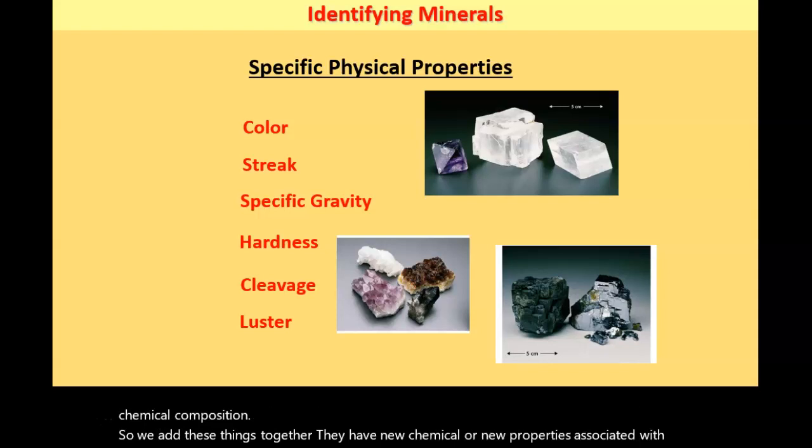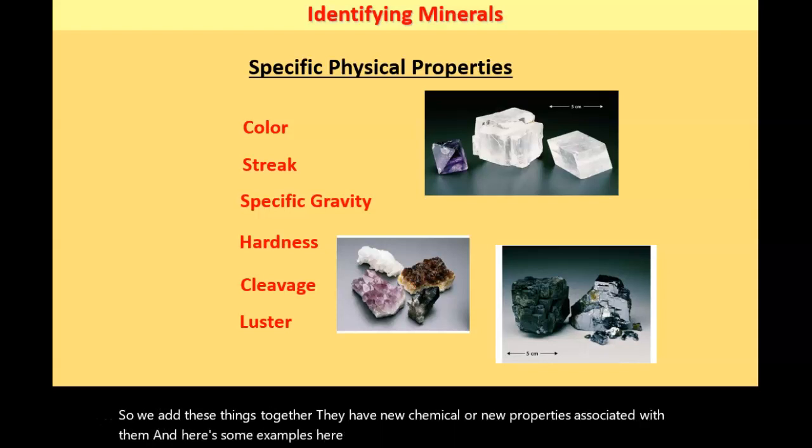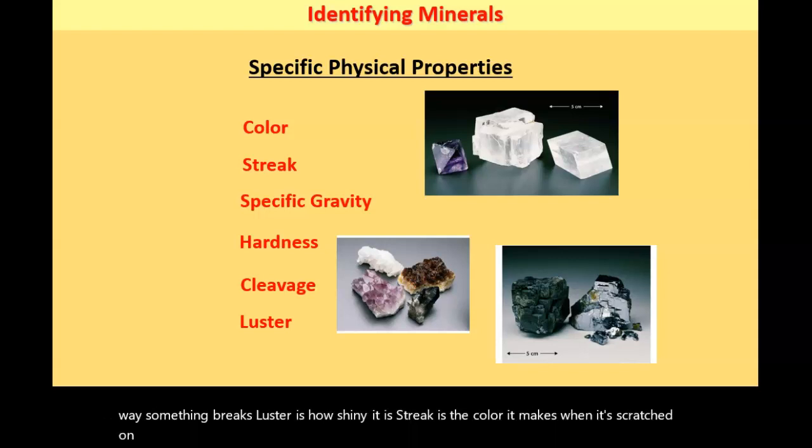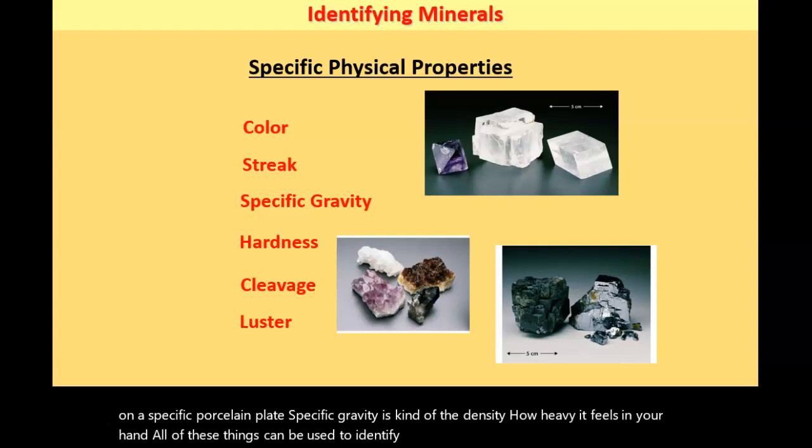And here's some examples here. Sometimes color is diagnostic, hardness, cleavage is the way something breaks, luster is how shiny it is, streak is the color it makes when it's scratched on a specific porcelain plate. Specific gravity is kind of the density, how heavy it feels in your hand. All of these things can be used to identify what specific mineral you have.